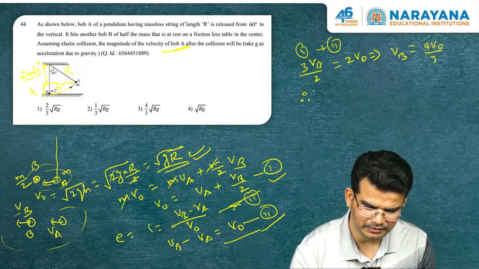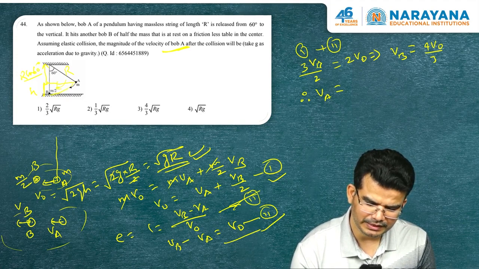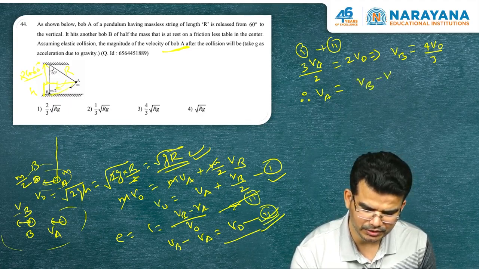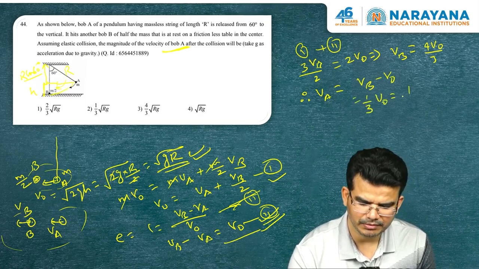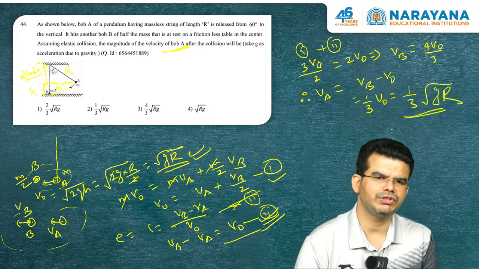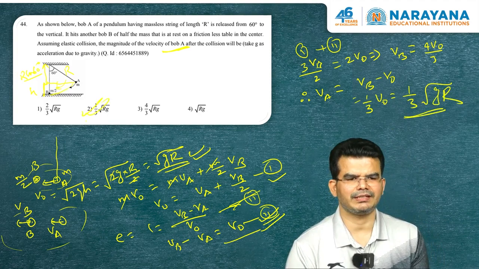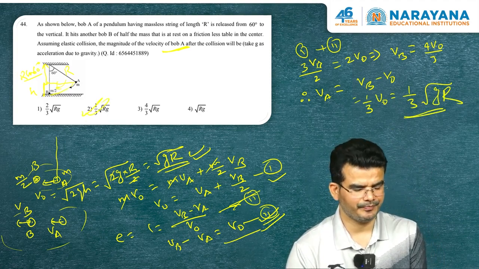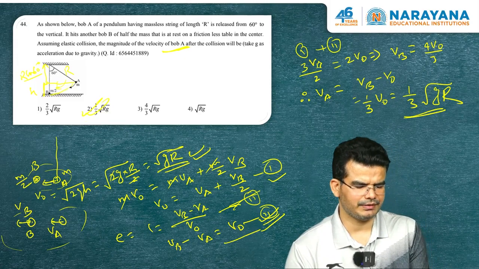Therefore, what is V A? From the second equation, V A equal to V B minus V naught, that is 1 by 3 V naught, and 1 by 3 V naught is how much? Root g r. Such a simple problem. Which option? Option number 2 is the correct answer. Very simple thing. Okay. Let us move to next one.